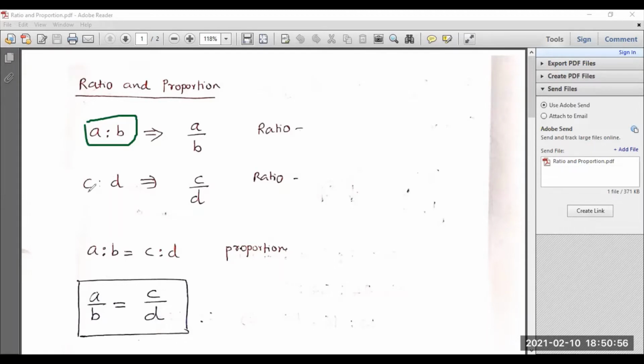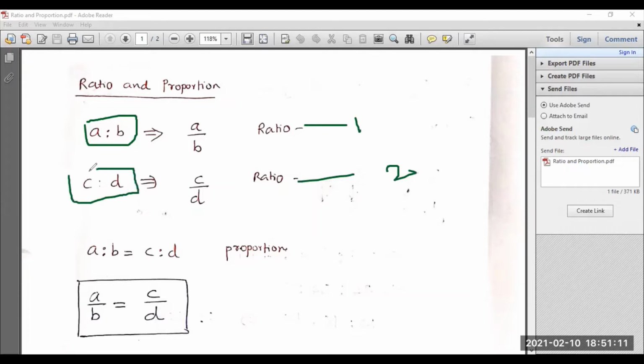Let us consider another two variables C and D. C and D are said to be in ratio. We can write C is to D, or you can write C upon D, or C by D. So this is called a ratio. So this is ratio number one, and this will be ratio number two.